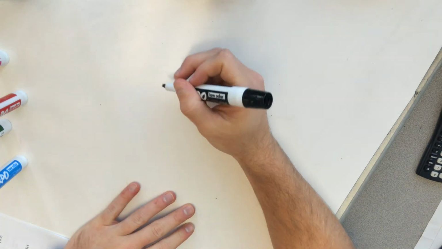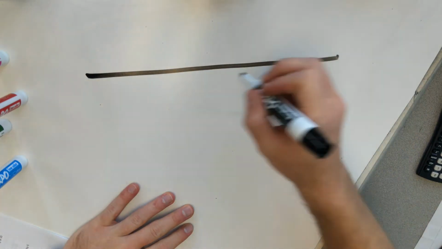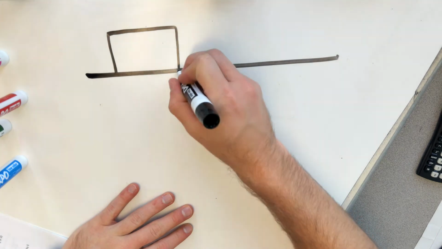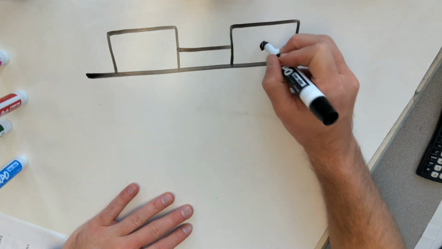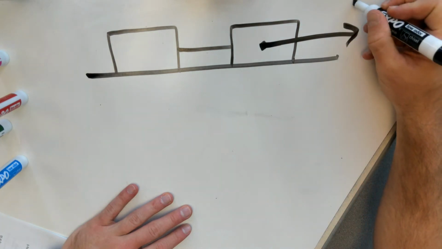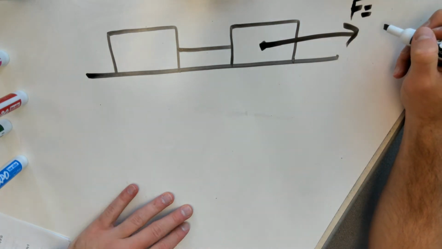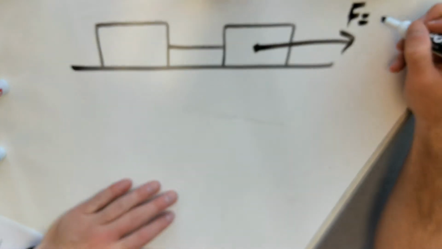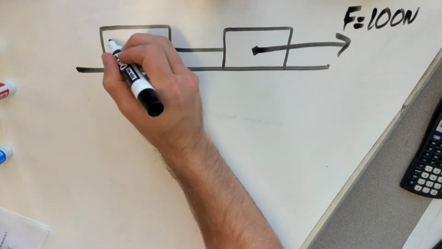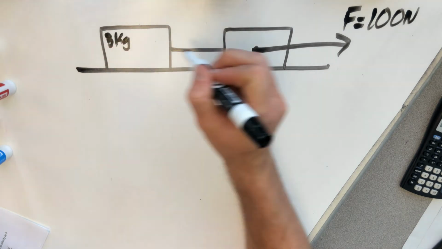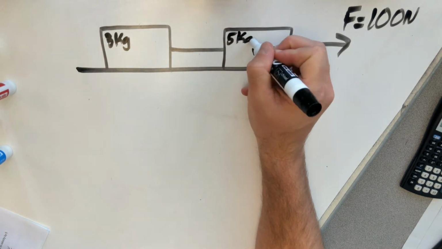Looks like it. So we're going to do a question here about two different blocks connected by a string. Hopefully I can get this done before the bell rings. So the force here is 100 newtons. We'll make this a 3 kilogram block, and this one a 5 kilogram block.